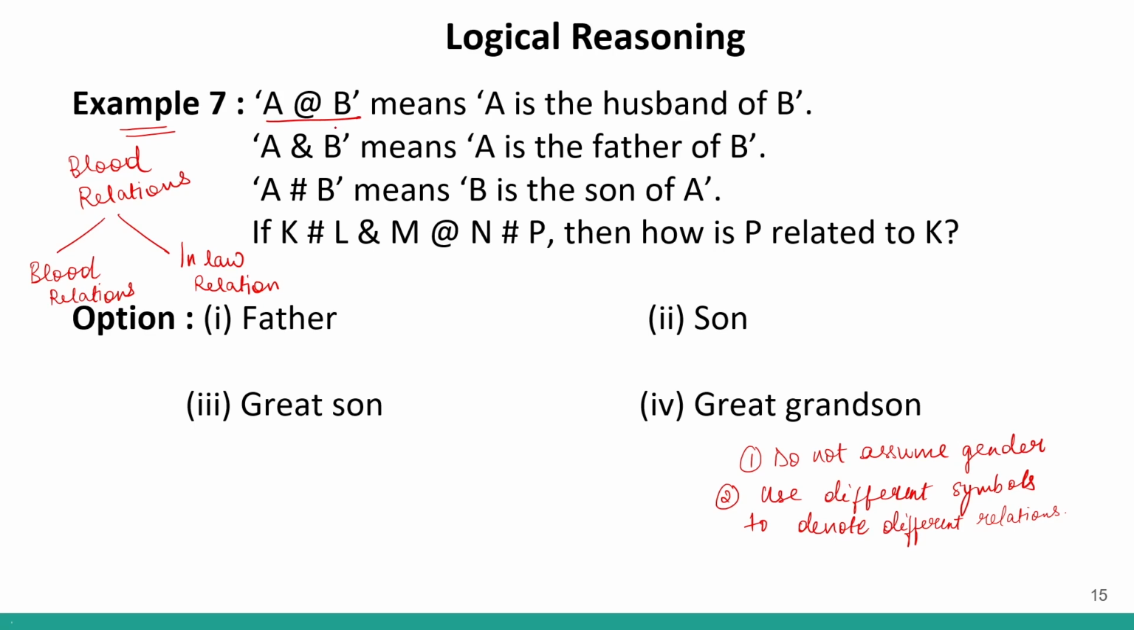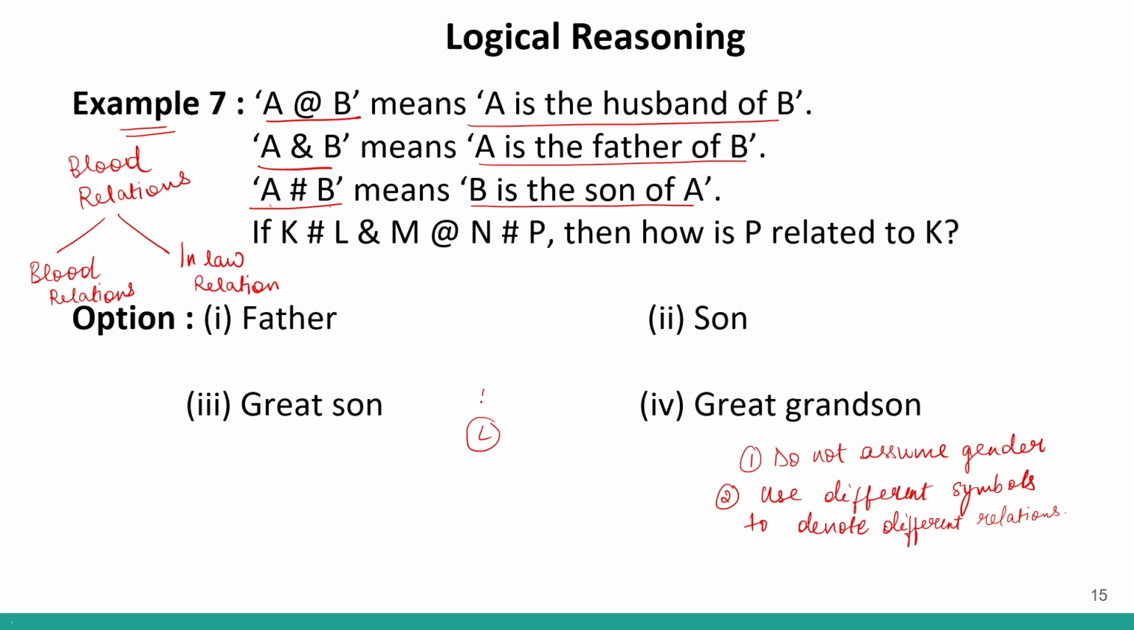A at the rate of B means A is the husband of B. A and B means A is the father of B, and A hashtag B means B is the son of A. So remember, it is not A is the son of B, it is B is the son of A. So you have to keep in mind the relationship between the two members. Okay, so let us solve this question. K hashtag L will mean L is the son of K. Correct?